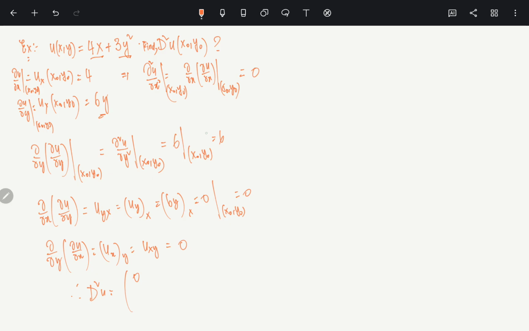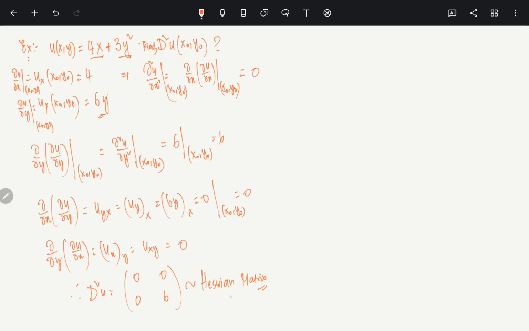Del u, okay, 6. Okay, yeah, no mistake, C, sorry. u_xx, u_xy is 0, u_yx is going to be 0, and then u_yy is going to be 6. So basically, this is your Hessian matrix. We call this a Hessian matrix.